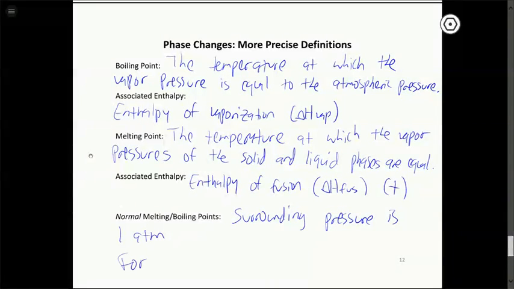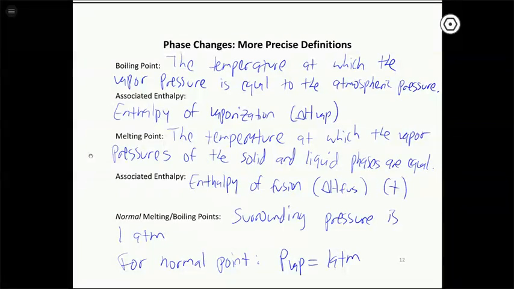So that means for the normal boiling point, that's when the atmospheric pressure is equal to 1 atmosphere. Or sorry, the vapor pressure is equal to 1 atmosphere, which is also equal to the atmospheric pressure. So when we say the normal boiling point of water is 100 degrees Celsius, that means at 100 degrees Celsius, the vapor pressure of water is exactly 1 atmosphere.